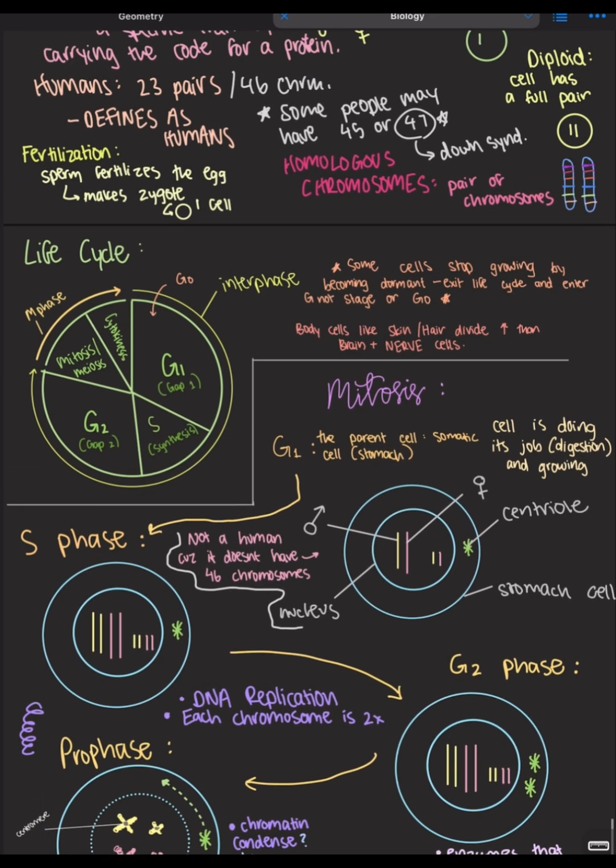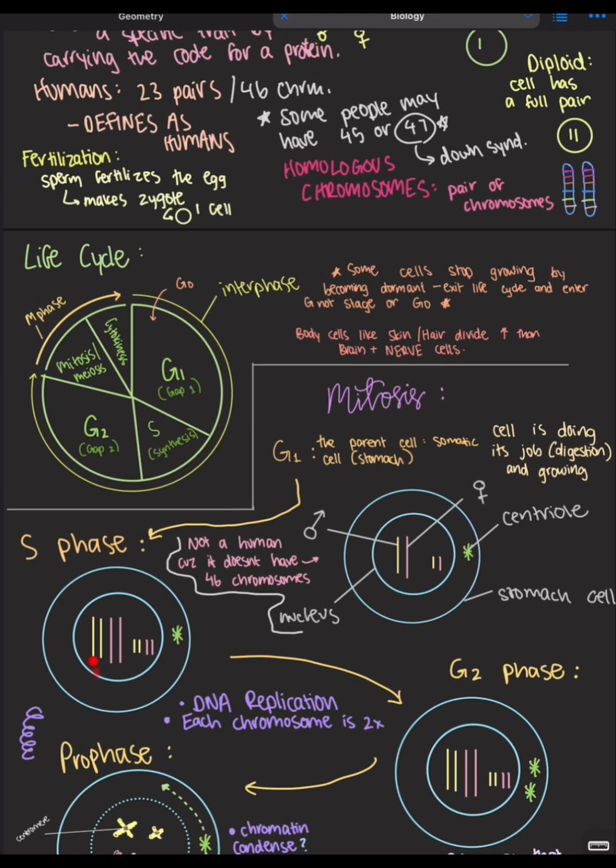So in the S phase, we see DNA replication. So each chromosome that we saw in the G1 phase was duplicated. And then these are going to get distributed into 2 individual cells later on in mitosis.